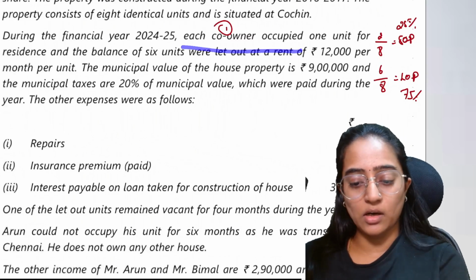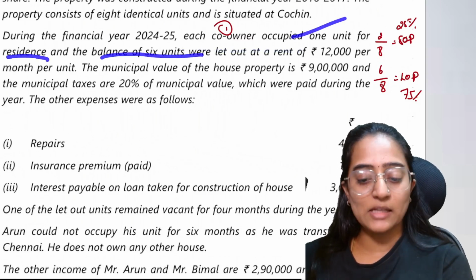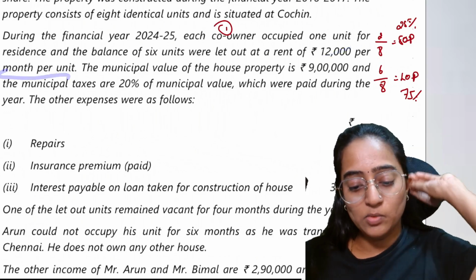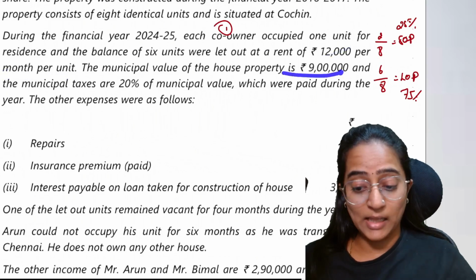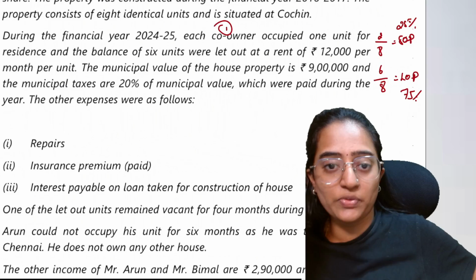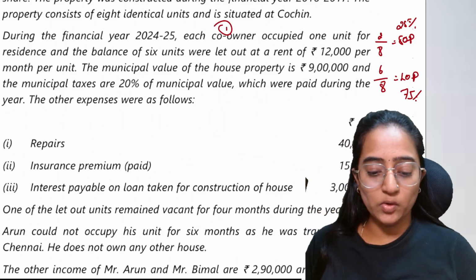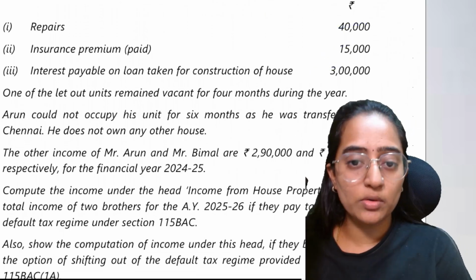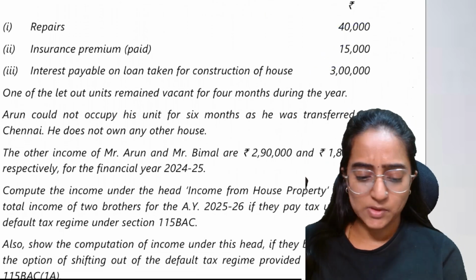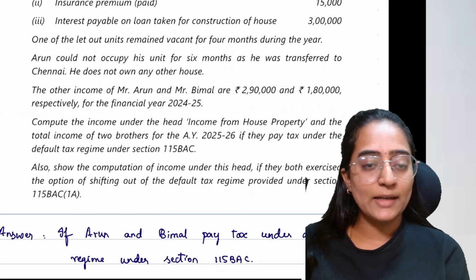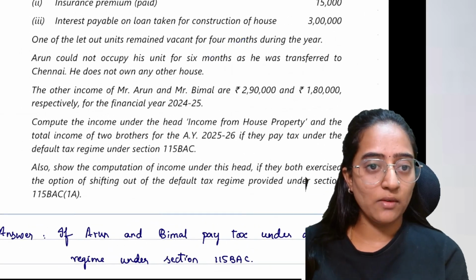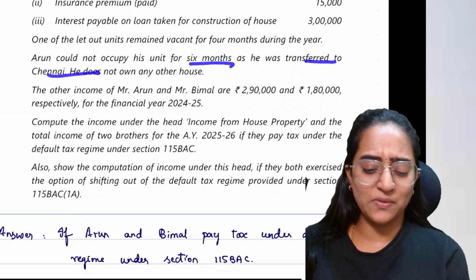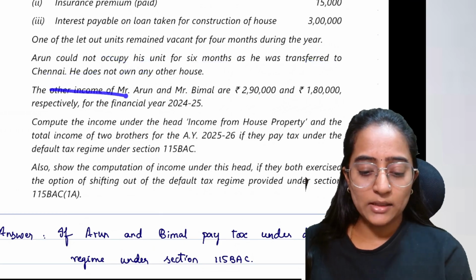Each co-owner occupied 1 unit of residence, and the balance of 6 units were let out at a rent of 12,000 per month per unit. The municipal value of the house property is 9 lakh, and the municipal taxes are 20% of the municipal value, which were paid during the year. The other expenses are as follows: repairs given, premium paid given, and interest payable on the loan taken for the purpose of house construction, given. One of the let out units remained vacant for 4 months. Very well. Arun could not occupy his unit for 6 months as he was transferred. This is of no importance for us. The other income of Mr.